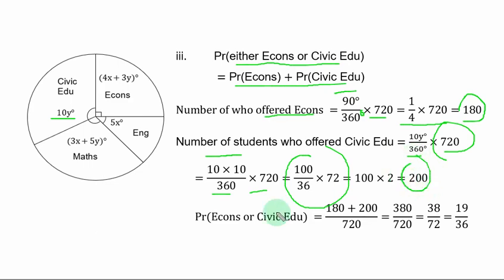So the required probability is equal to those that offered economics plus those that offered civic over total students. You have 380 over 720. That simplifies to 38 over 72, and you have 19 over 36 as the required probability.